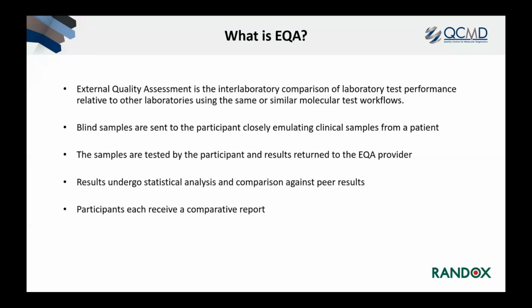Basically, what happens is blind samples are sent to the participant, closely emulating clinical samples from a patient. So the samples that are sent out to the participants are very similar to what you get from patients. These samples are then tested by the participant on their workflows and then returned to the EQA provider. Results at this point undergo statistical analysis by the EQA provider. And basically, peer results are provided from that statistical analysis. Participants then receive a comparative report at the end of the EQA.